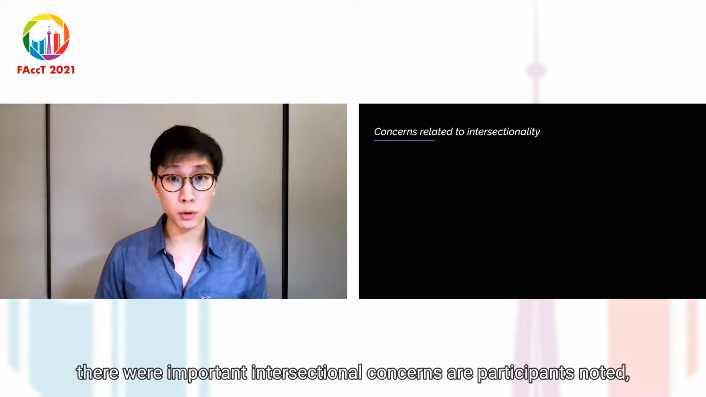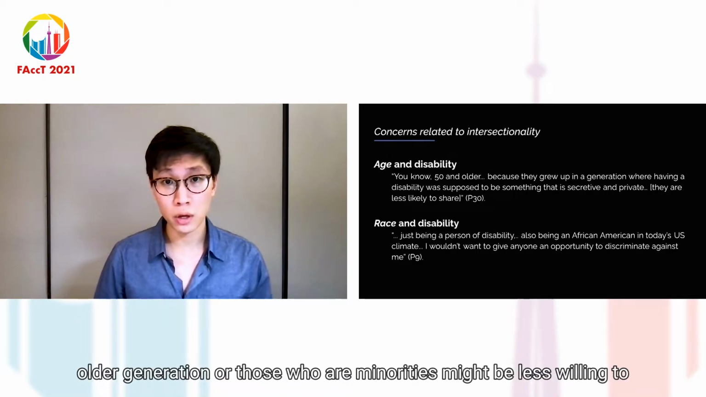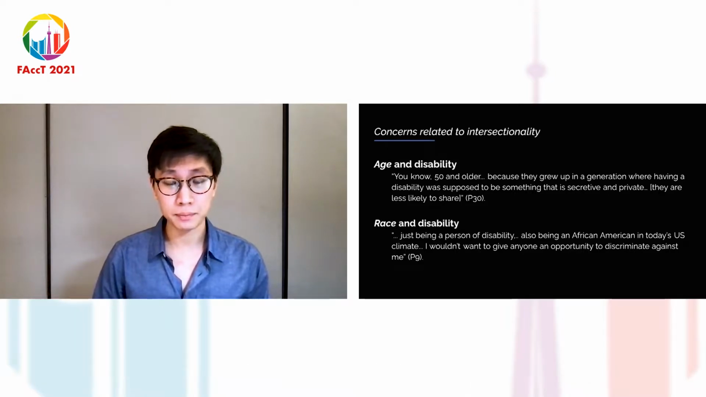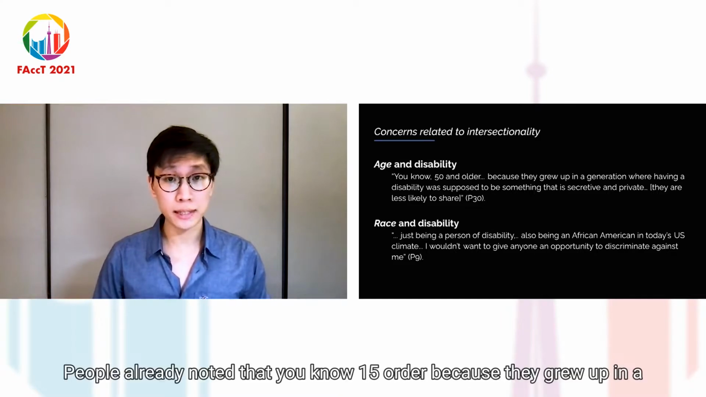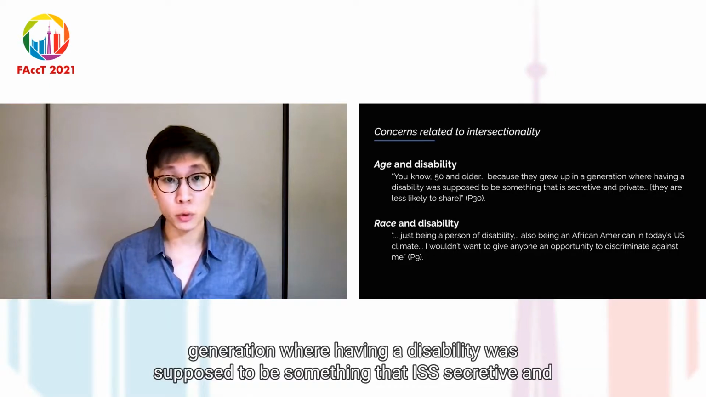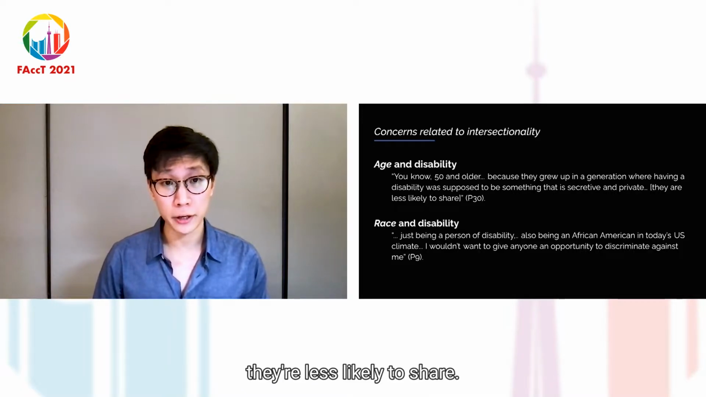Finally, there were important intersectional concerns our participants noted, particularly around age and race, that suggested that those in the older generation or those who are minorities might be less willing to share their data. For instance, for age, P30 noted that, "50 and older, because they grew up in a generation where having a disability was supposed to be something that is secretive and private, they are less likely to share."